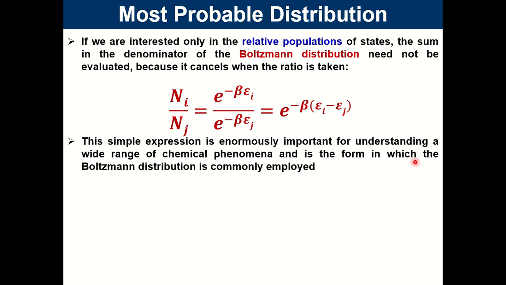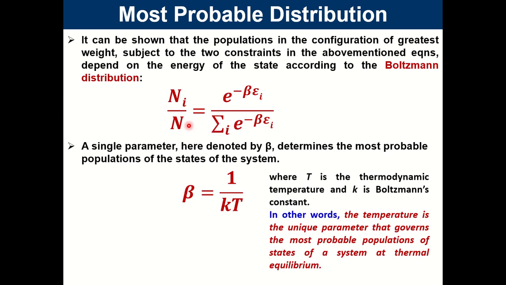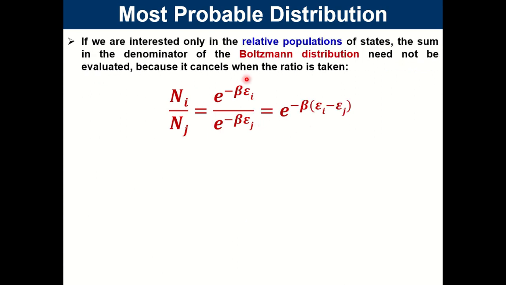So for the relative population of states, the sum in the denominator of the Boltzmann distribution need not be evaluated. That was for when we are discussing Ni by Nj. You have energy level 1 and energy level 2, epsilon 1 and epsilon 2, and if you want to calculate the relative populations, you have to take the number of molecules in energy level 1 by the number of molecules in energy level 2. You can calculate using this. You can see that the summation factor we had earlier for capital N is gone.